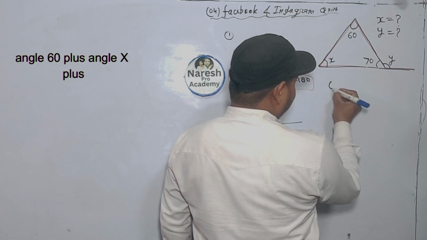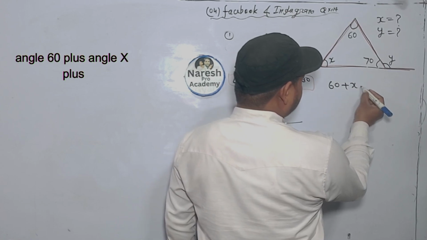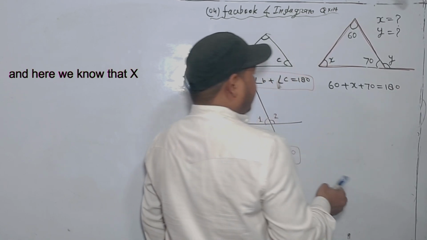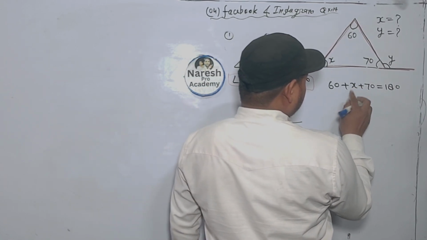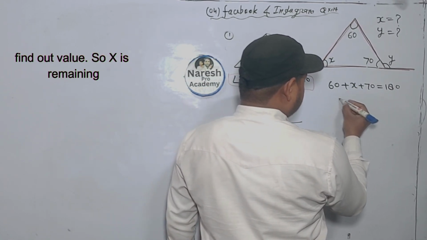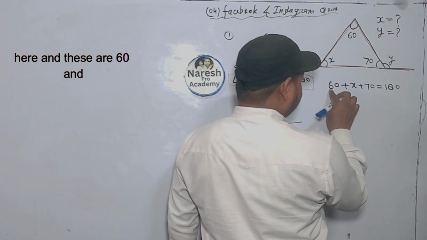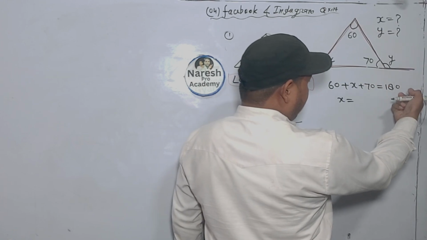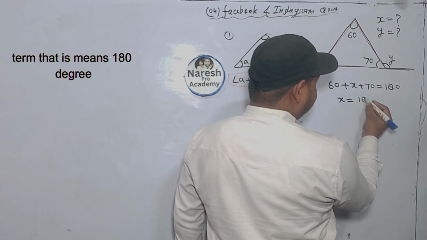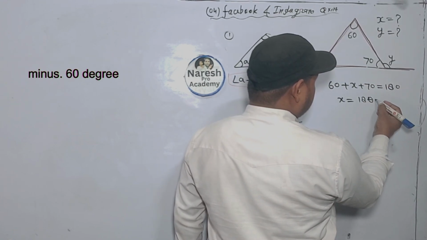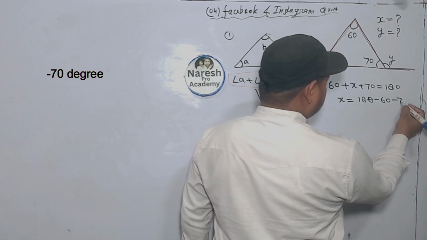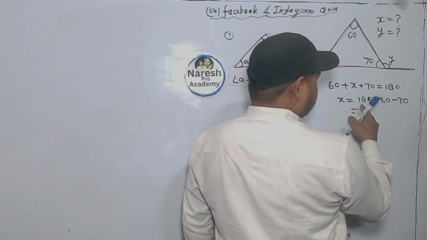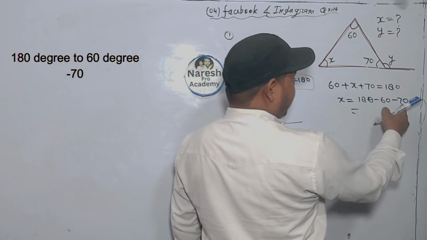That means angle 60 plus angle x plus angle 70 degrees is equal to 180 degrees. Here we need to find the value of x, so x remains on one side, and 60 and 70 are transferred to the other side. That means x equals 180 degrees minus 60 degrees minus 70 degrees. So here we subtract 60 degrees and 70 degrees from 180 degrees.